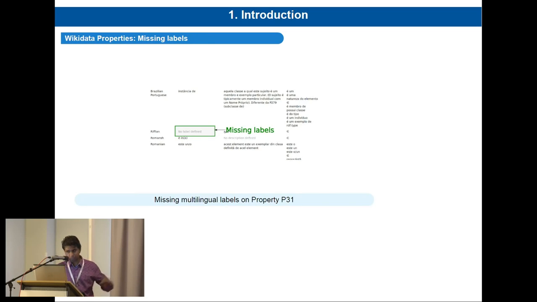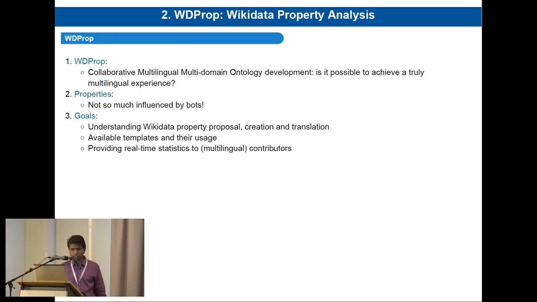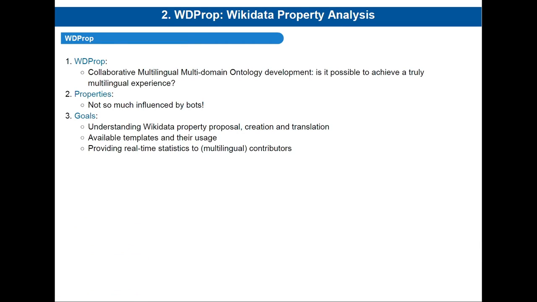And there is a surprising part: you could also have cases where there are descriptions, but there are no labels. For example, Rifia, shown here, again on property P31, has a label that is missing. So this was the initial inspiration for this work when I started working on property analysis.